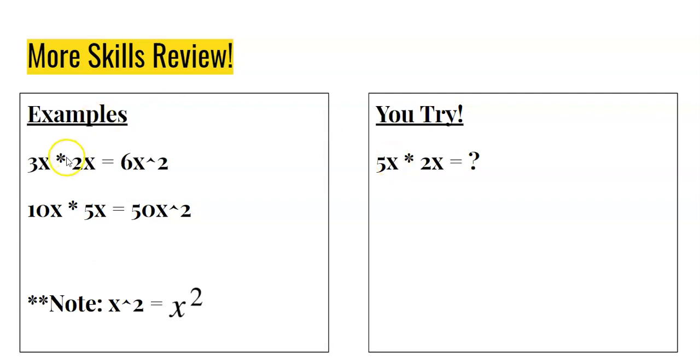Now some more examples. Now we have 3x times 2x. Well, that's going to give you 6x squared. Now notice there's a little note down here. If you ever see something that has this x, that little hat symbol, the little arrowhead pointing upwards, and a number, that's the same thing as writing x squared. So this is just saying the power of 2. So 3 times 2 is 6, x times x is x squared, which is what this is representing. 10x times 5x, well 10 times 5 is 50, x times x is x squared, so we have 50x squared. So now you try. What is 5x times 2x? So hopefully you can multiply your like terms, 5 times 2 and x times x, to give you 10x squared.